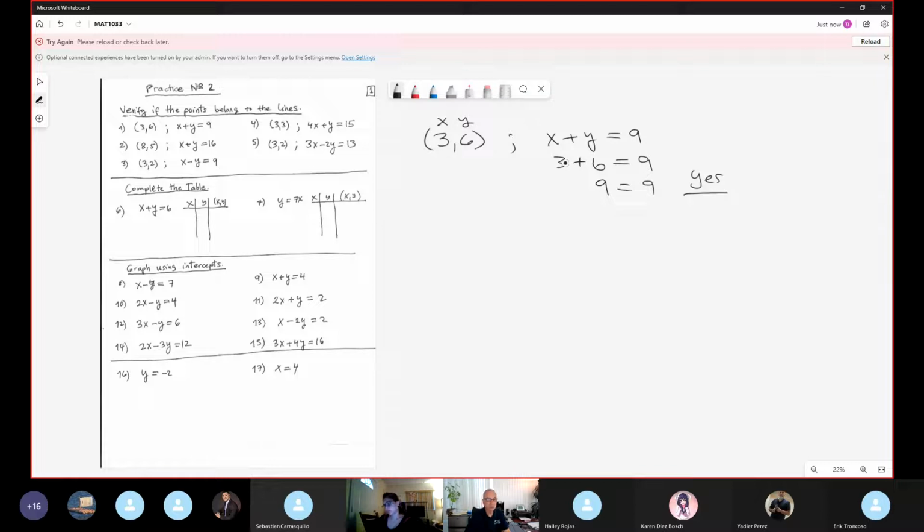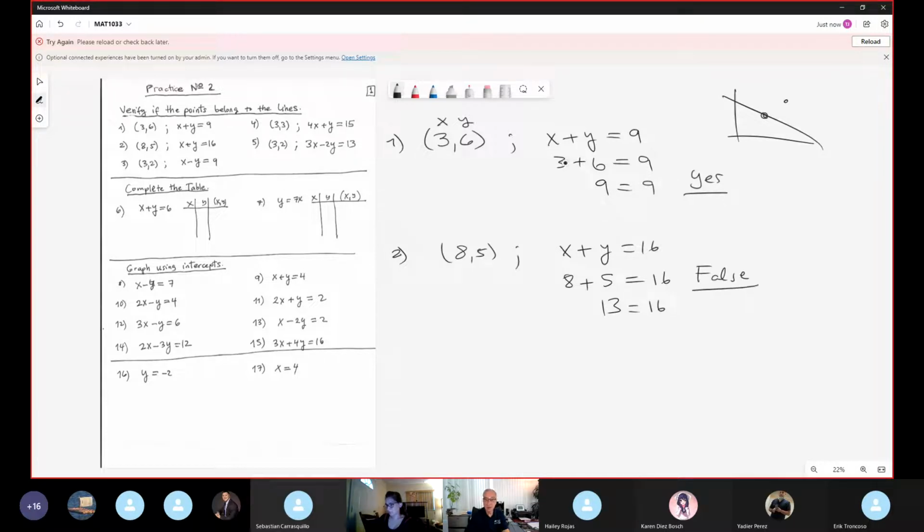Yes, what? Belong to the line. So belong means that if I'm doing the graph of the line, the point is on the line, not off the line. Number 2. This is number 1. Number 2 is (a,5), x plus y equals 16. 11 plus 5 is 13, not 16. It's completely false. That means our point is off the line.